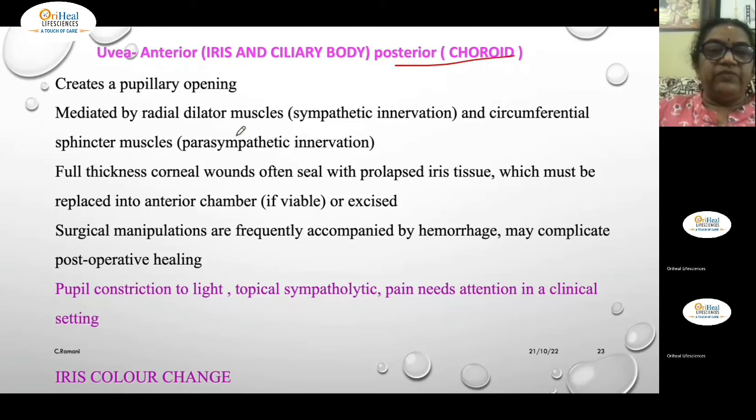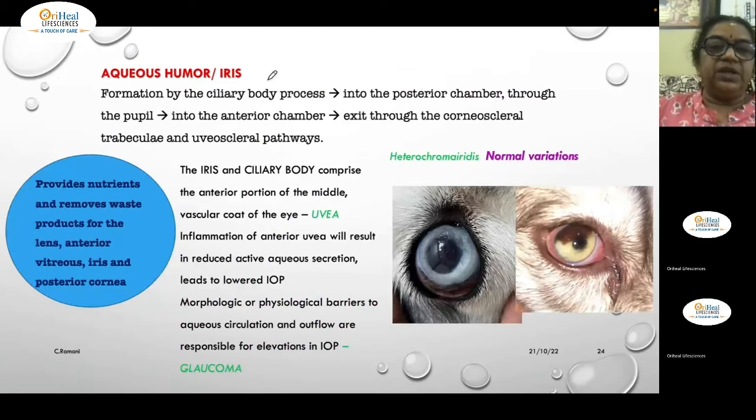So when we talk about the iris and the ciliary body, we said they are anterior and the choroid is posterior. Inflammation of the iris and ciliary body results in anterior uveitis, and inflammation of the choroid results in posterior uveitis. Anterior uveitis you can treat with topical preparations, whereas posterior uveitis you have to go for systemic medications. Now from the ciliary body, the formation of the aqueous humor starts, and it enters first into the posterior chamber, then through the pupil into the anterior chamber, and exits through the corneoscleral trabecular meshwork and the uveoscleral pathway.